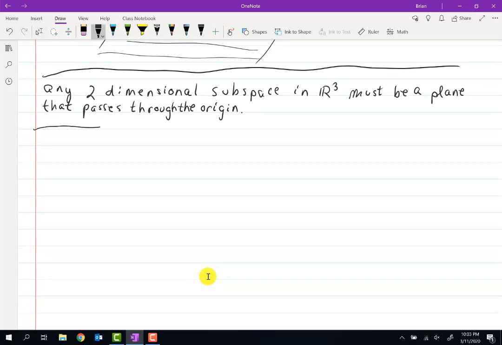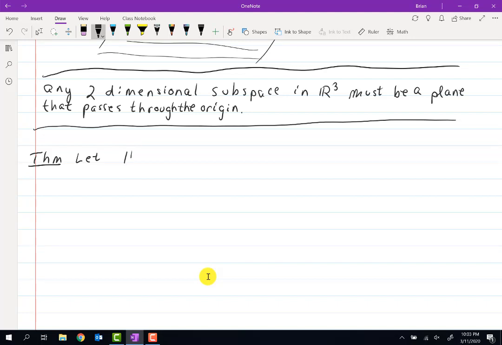A couple of theorems to end things out, although they're not exactly little bitty theorems, but they're important. Let's start with: let H be a subspace of a finite dimensional vector space V.